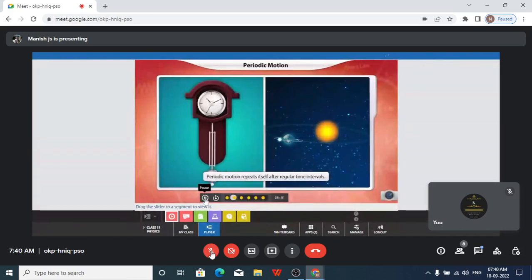Okay, so this is the basic introduction for periodic motion. So when do you say a motion is periodic? When it is going to repeat at frequent intervals of time, when there is a repetition, you call that a periodic motion. Real life examples are given. The pendulum of a clock is in periodic motion. The natural satellite of the Earth, the moon, makes a periodic rotation around the Earth. Similarly, the Earth also rotates or revolves around the Sun periodically, so we call this periodic motion.